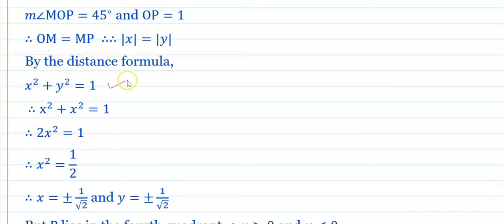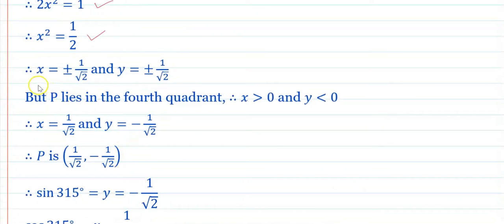By the distance formula, x square plus y square. OM is equal to MP is equal to mod of x is equal to mod of y. x square plus y square is equal to 1. x square plus x square is equal to 1. 2x square is equal to 1. Therefore, x square is equal to 1 upon 2. Taking the square root on both sides, you will get x is equal to plus or minus 1 by root 2. P lies in the fourth quadrant, and therefore x is positive, y is negative. And hence, x is equal to 1 by root 2, y is equal to minus 1 by root 2.